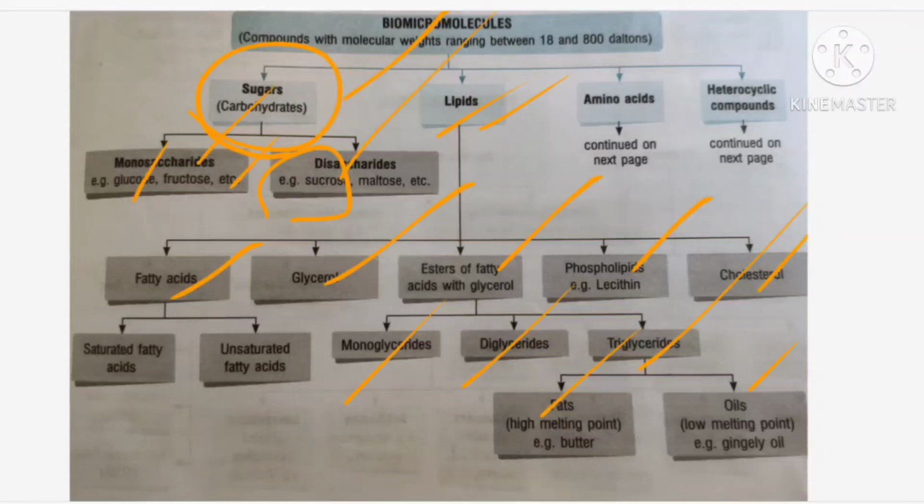So these are examples of what? Triglycerides. Next, phospholipids, an example is lecithin, lipids with a phosphate group in it. And another one is your cholesterol, which is present in your body and also comes under lipids. So these are the various types of lipid biomicromolecules that we discussed. So fatty acids, saturated and unsaturated, glycerol, esters of fatty acids with glycerol, in that 3 are there. What are they? Mono, di and tri, isn't it? In tri you have 2, one is fats and oil, then phospholipids, lipids with a phosphate group, and the other one is your cholesterol, the different types of biomicromolecule called lipids, right?